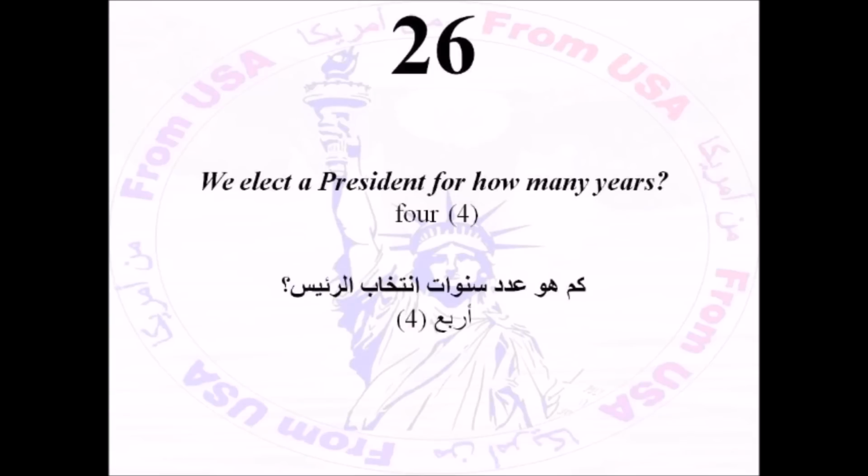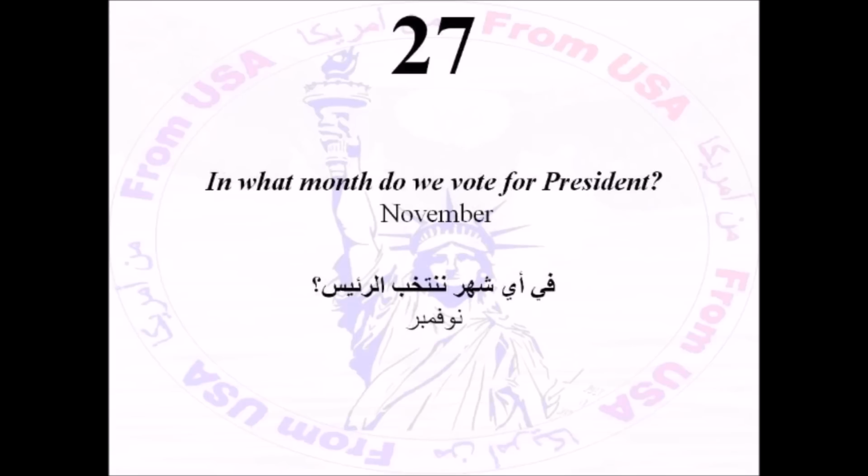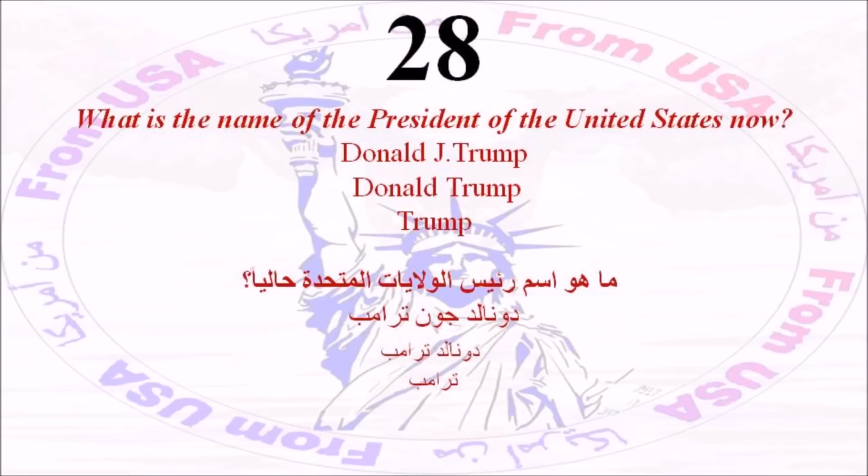26. We elect a president for how many years? 4. 27. In what month do we vote for president? November. What is the name of the President of the United States now? The new president will be Donald J. Trump, Donald Trump, or just Trump.